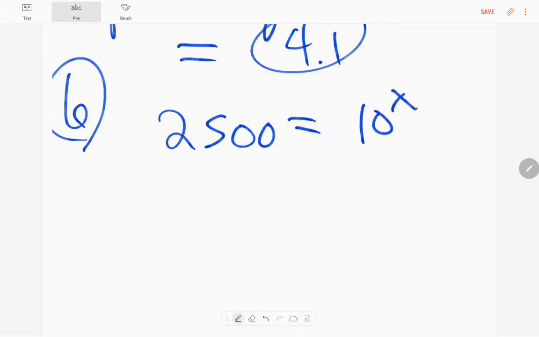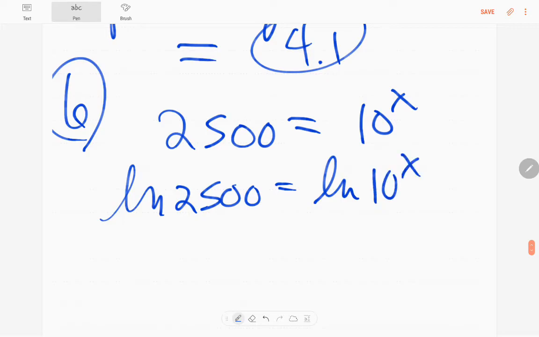All right. So on these, what you want to do first is make sure that there isn't a number in front of the exponential expression. If there is, divide both sides by that number. In this case, there is not. So after that, you want to take the log of both sides and choose common log or natural log. Either one is okay. I'm going to choose natural log.